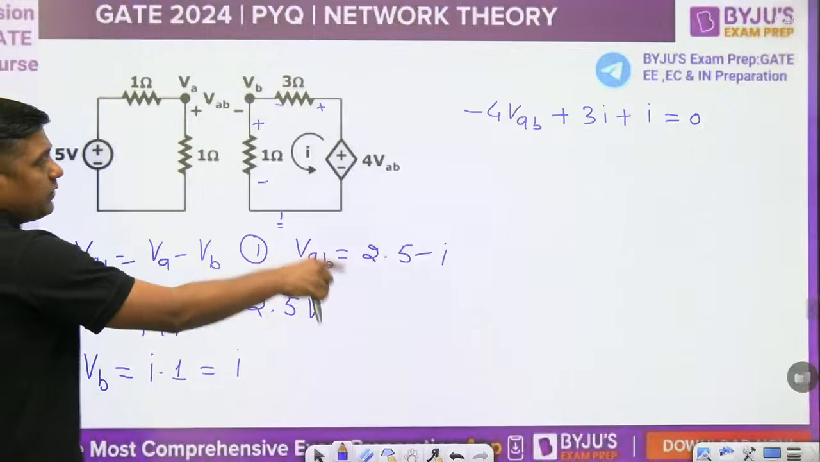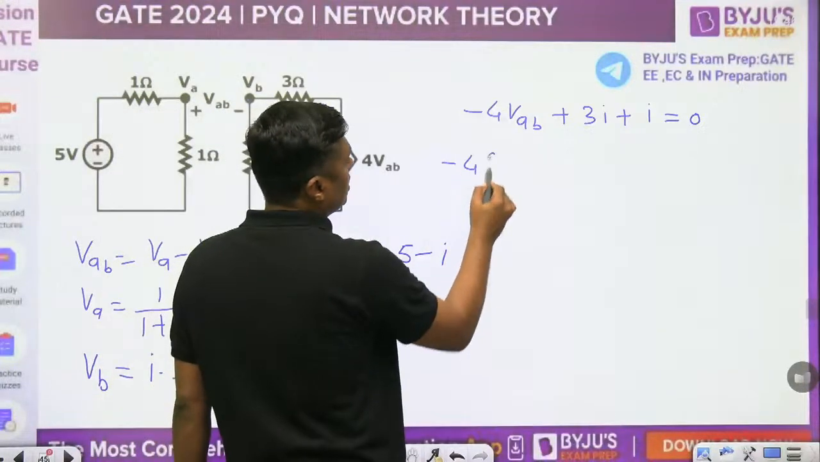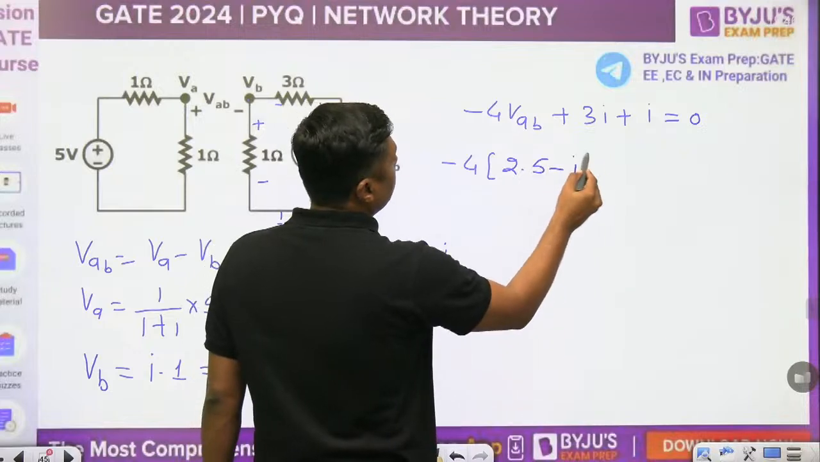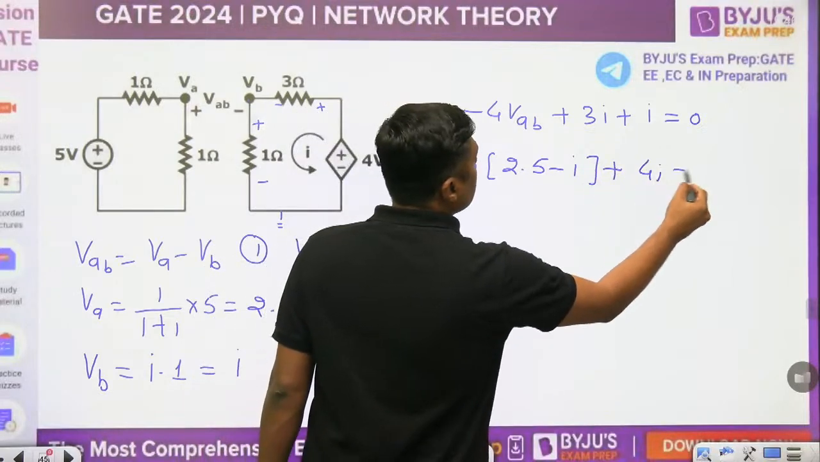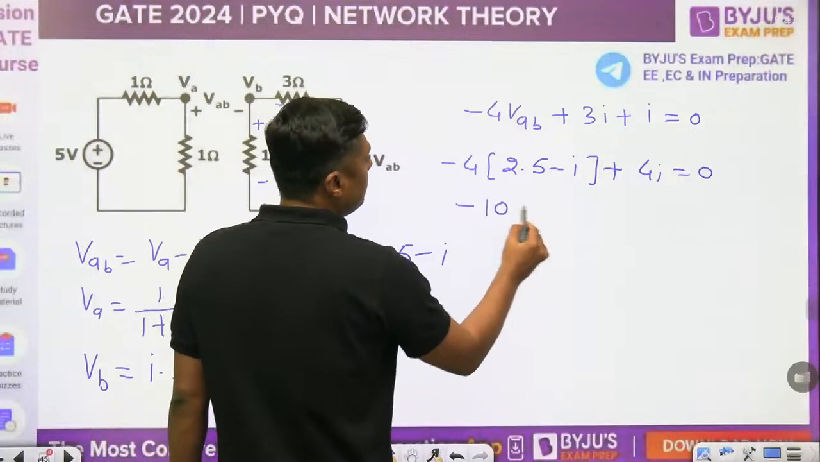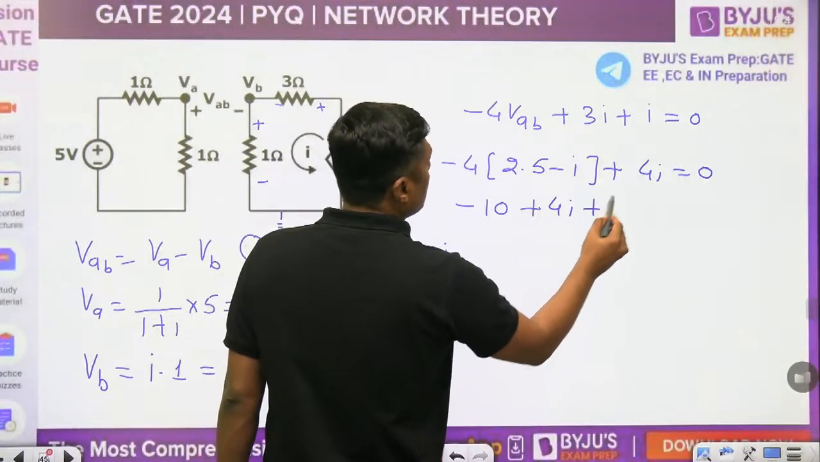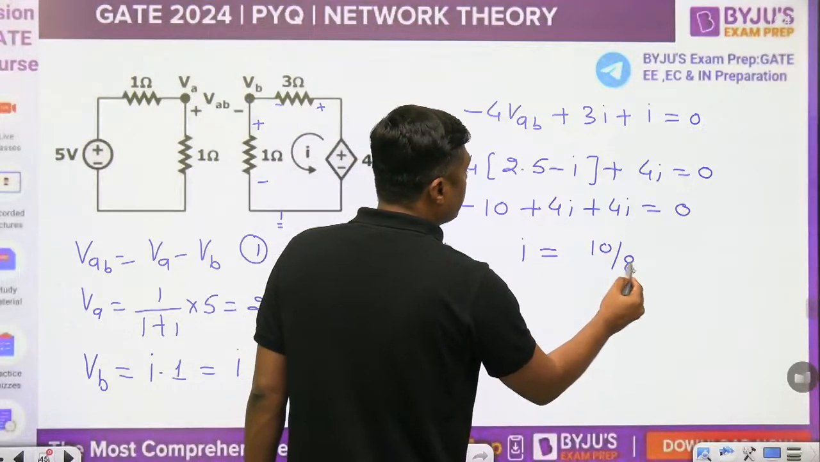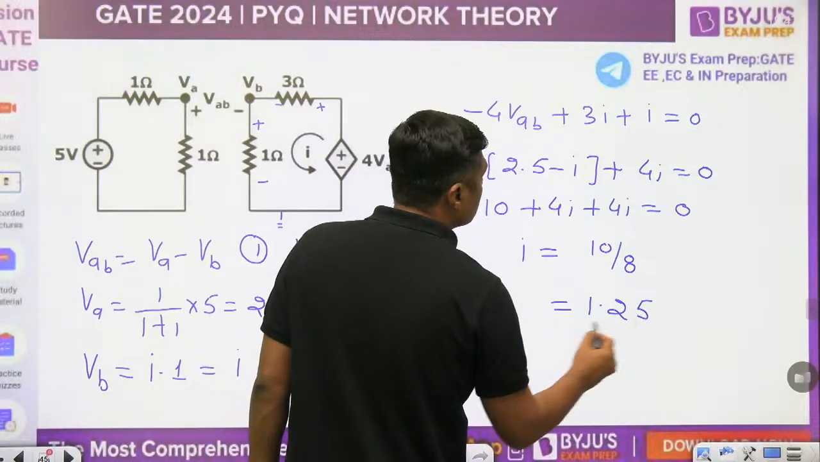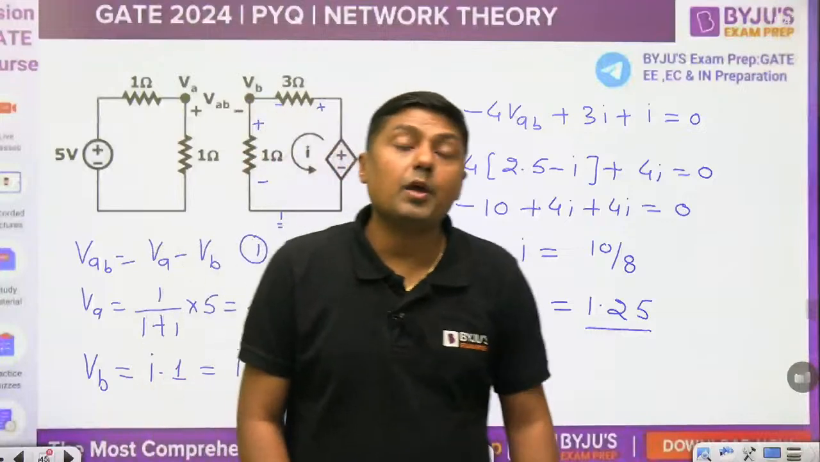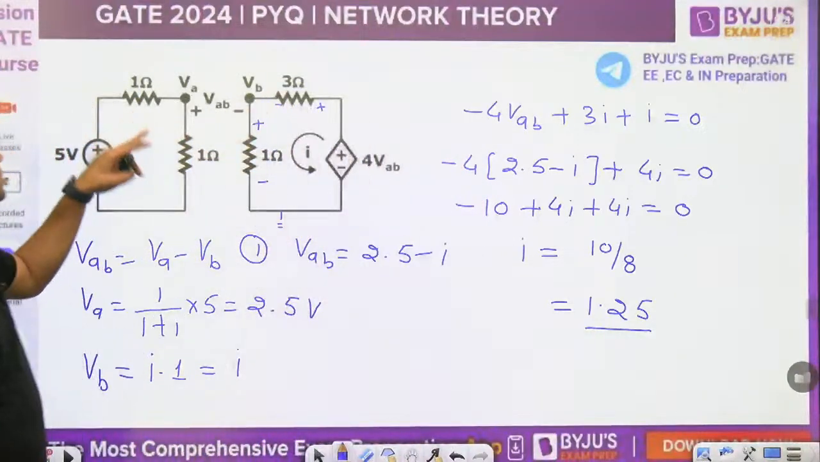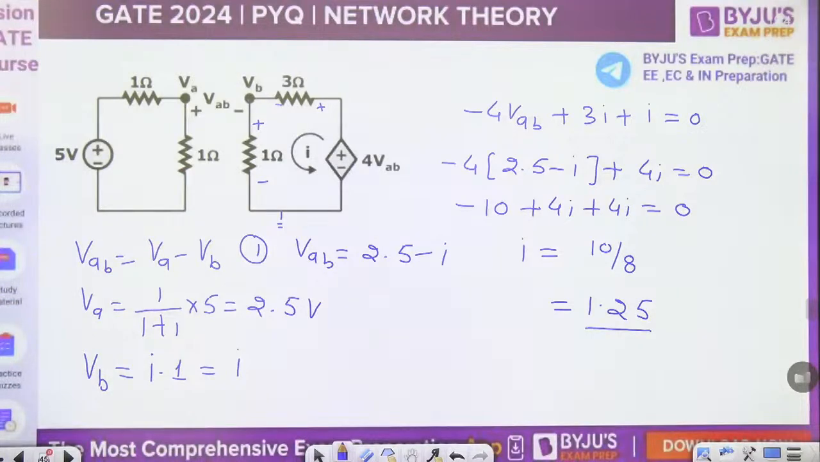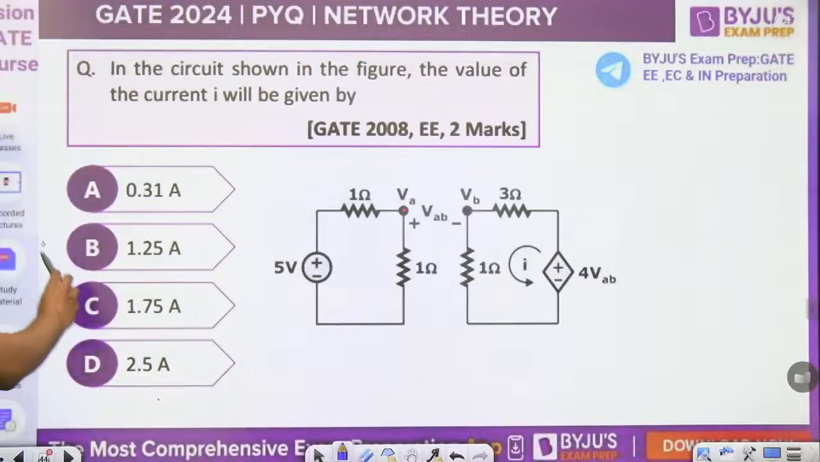What is the VAB? 2.5 into I. So 2.5 minus I plus 4I is equal to 0. Now it will become minus 10 plus 4I plus 4I is equal to 0. And that is 10 divided by 8, 1.25. The answer is 1.25 ampere, because the resistance is in ohm, that's why it is in ampere. This is the value of the current. Very, very simple question. The answer for this question is 1.25.